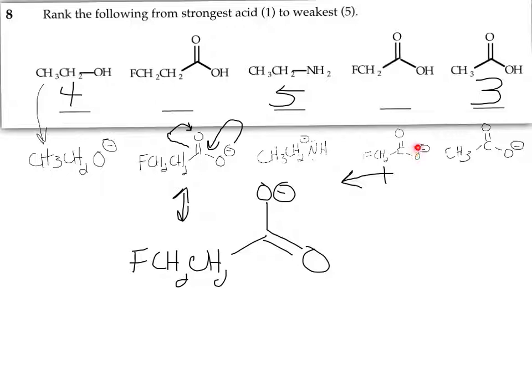So now we're left with this one and this one, and we'll see that this fluorine is further away from our negative charge than this fluorine. The inductive effect drops off with distance. That means that the inductive effect is greater here than it is here in terms of its stabilizing effect on the negative charge. So this is less stabilized by the inductive effect than this is. So this is our next strongest base, so it comes from the next weakest acid. So we have our order.